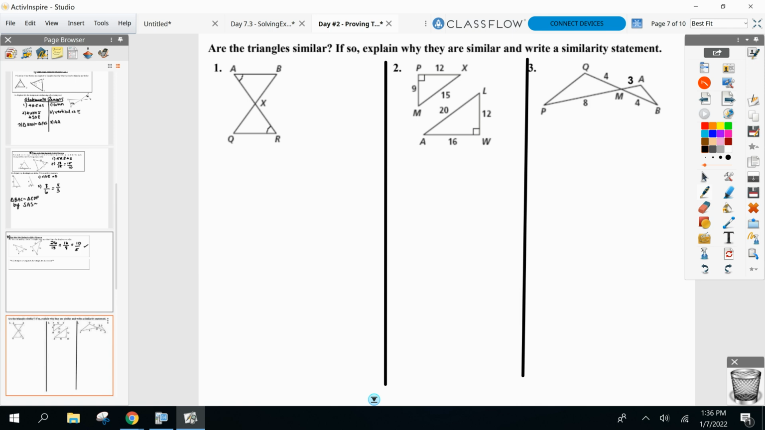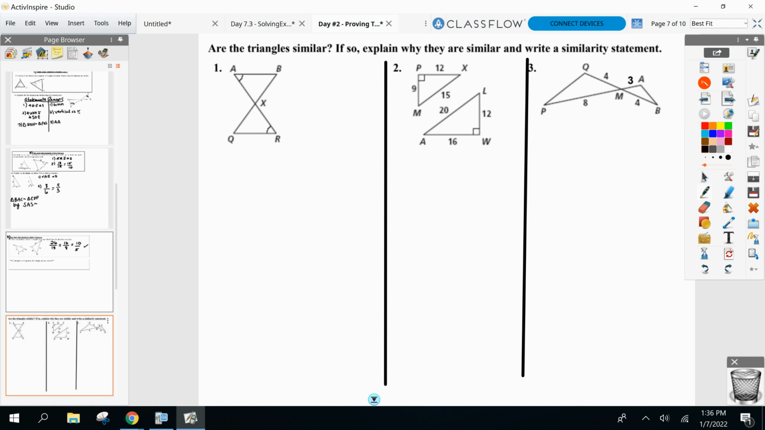First of all, if it's a yes or a no, you got to decide. Angle. So I'm gonna write yes. Triangle. Then write the similarity statement and the reason why. R X Q, because angle. Don't write the congruent sign.